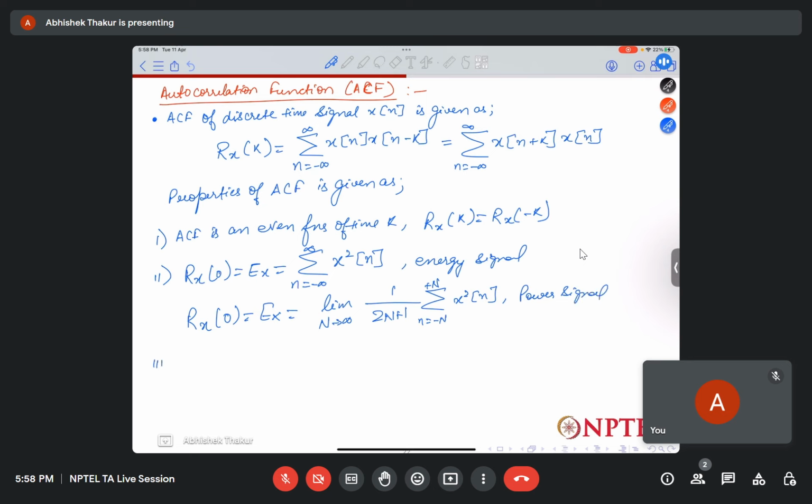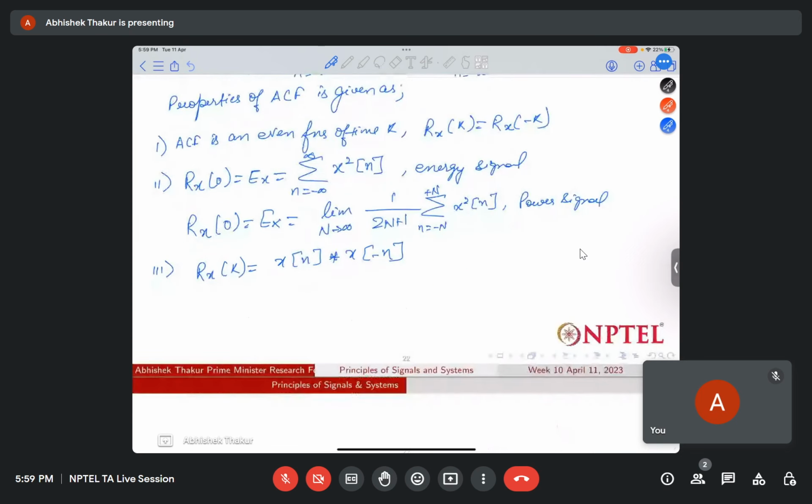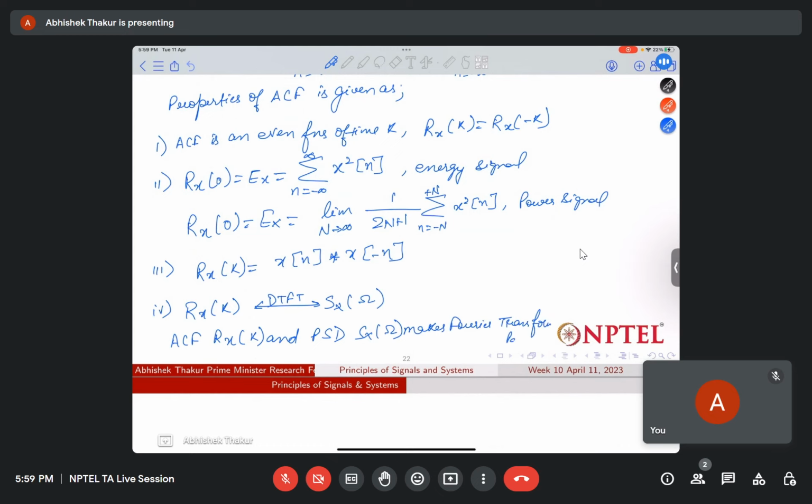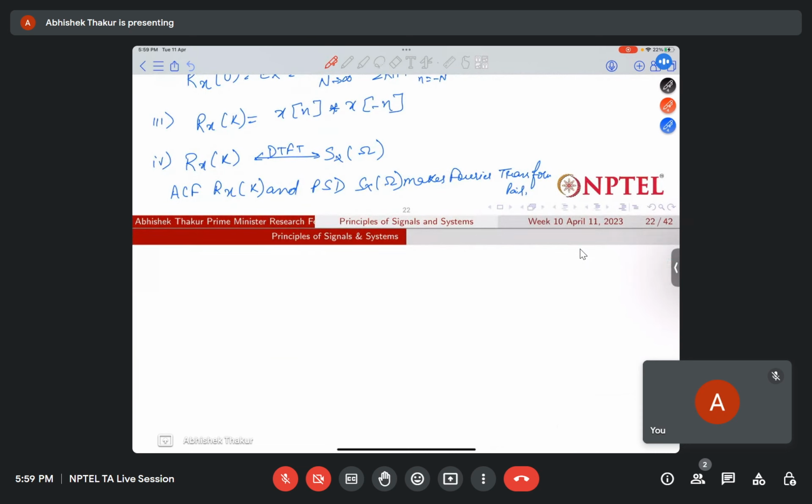The third property is r_x(k) is equal to x(n) convolution with x(minus n). Okay. And the fourth property is that the DTFT of r_x(k) is given as S_x(omega). This means the autocorrelation function r_x(k) and the power spectral density S_x(omega) make a Fourier transform pair. The last one is the cross correlation function.